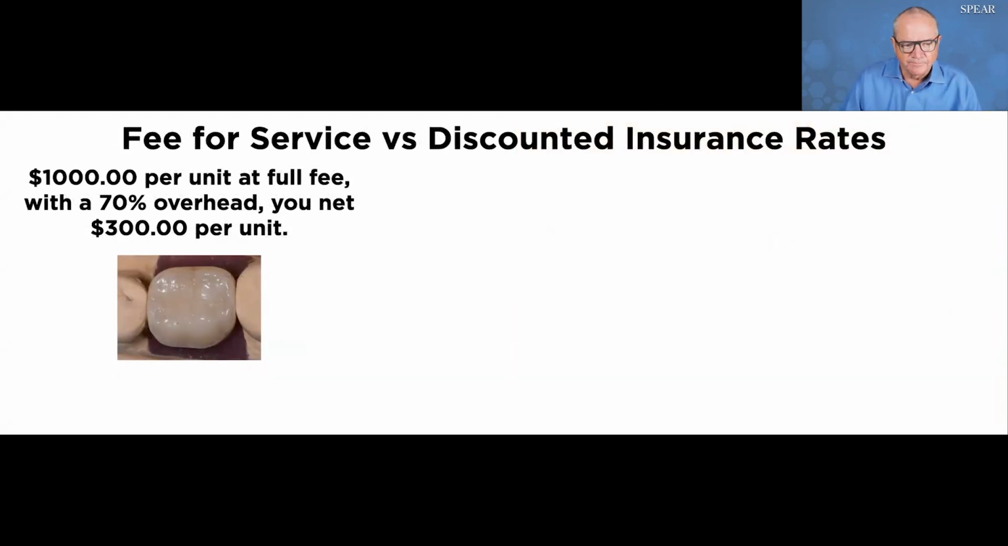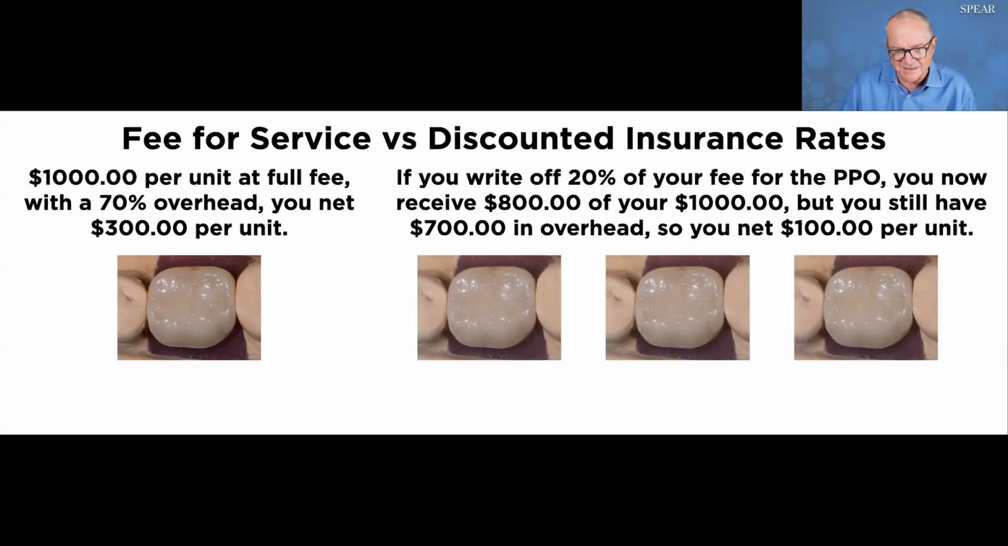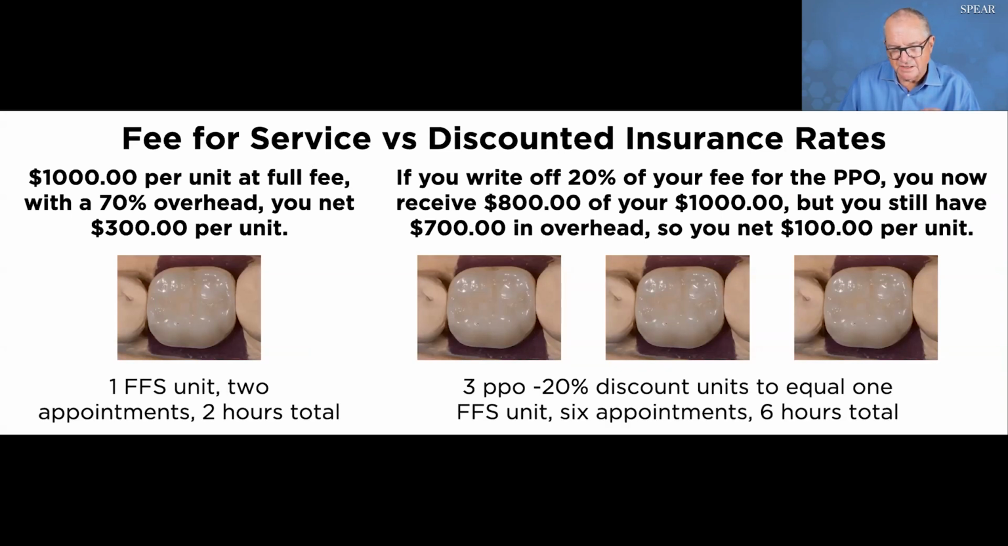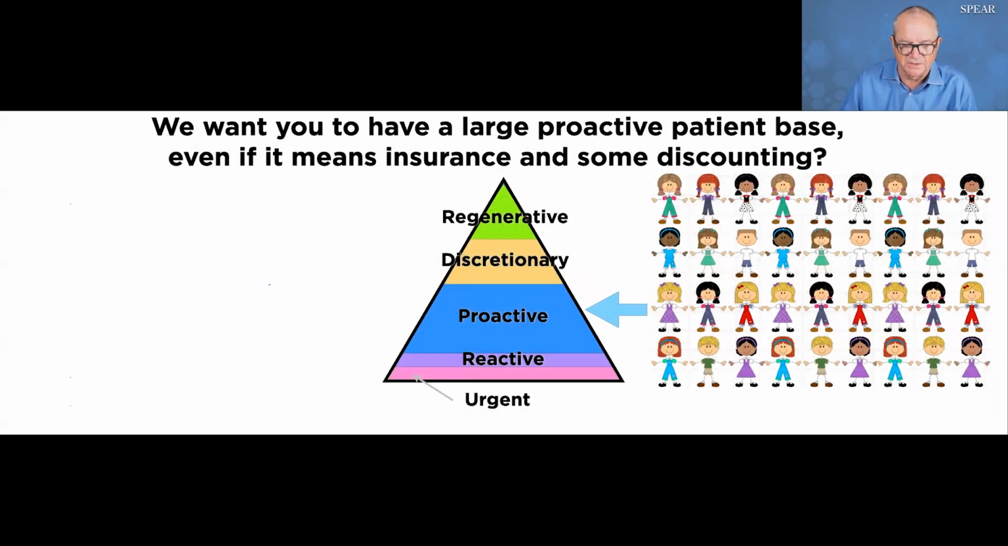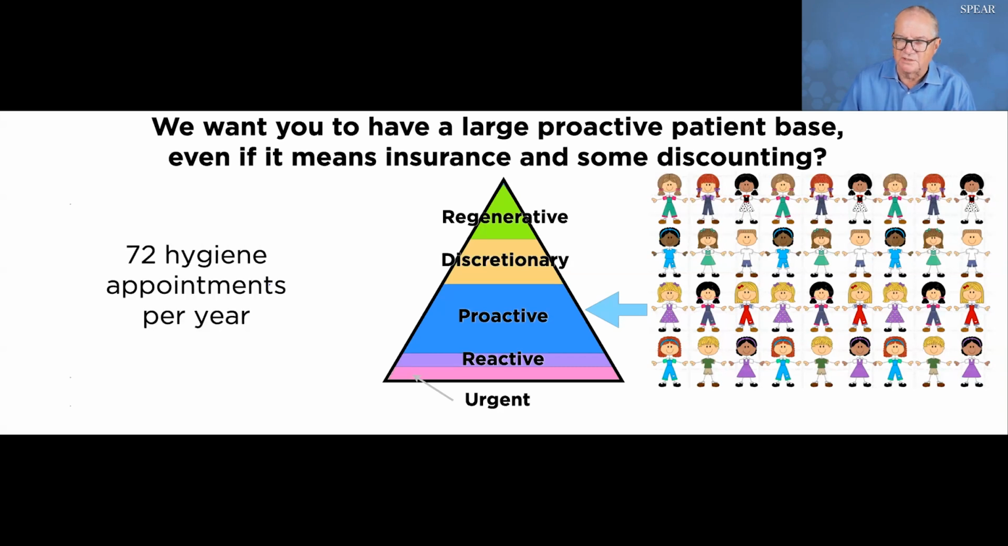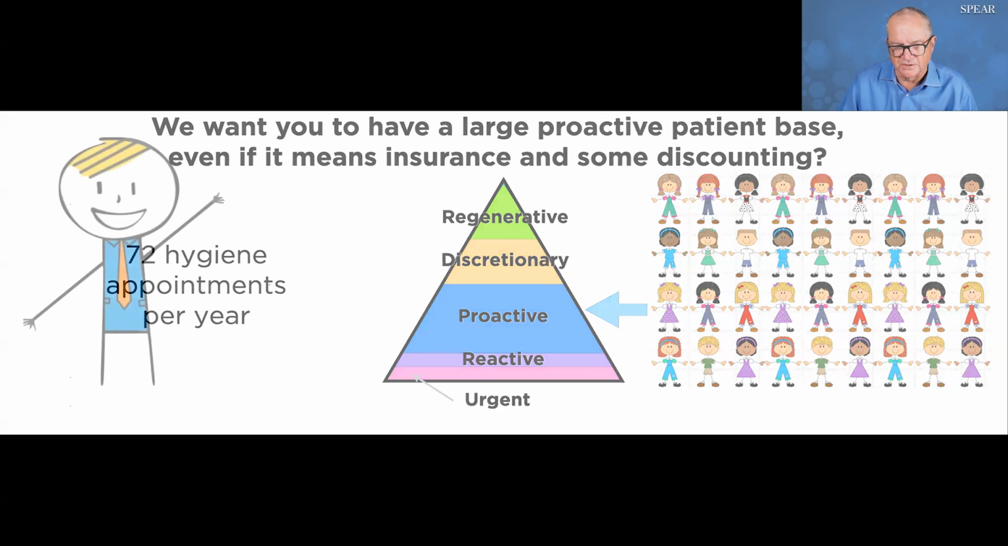So literally, 1 fee-for-service unit, if you can find patients in your practice that are fee-for-service and want to pay for it, is the same as doing 3 PPO units. But that doesn't mean that we want you to not have insurance, because being in network allows you to have a really robust patient base. And the beauty of a robust patient base is hygiene. It keeps your hygiene full, which is an awesome thing.